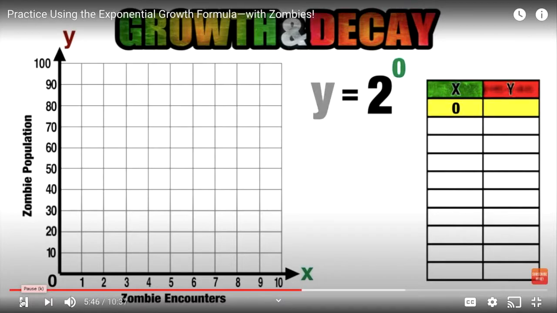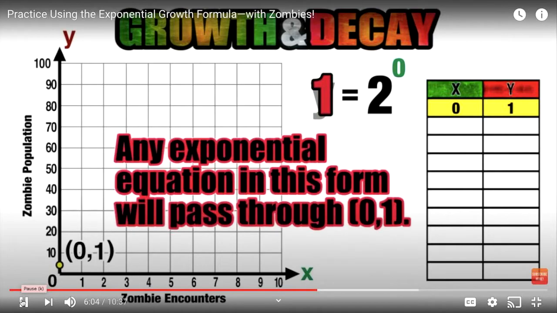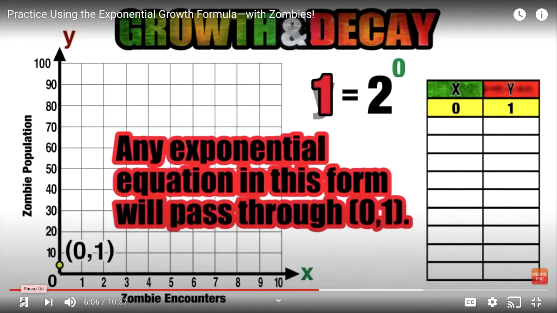So in terms of our equation, we have to replace the exponent with 0, and then we can evaluate, and we know that 2 to the 0, or anything raised to the power of 0, just equals 1. So before there are any zombie encounters, we always start with our first infected person, and we should also realize that any exponential equation in this form is going to pass through that point (0, 1), because anything raised to the 0 power is always 1.